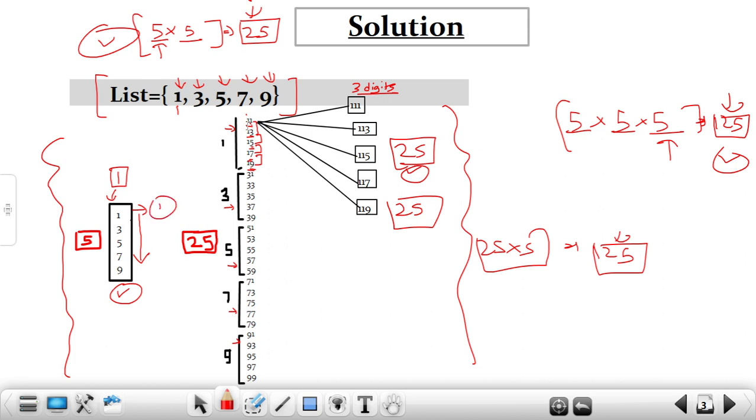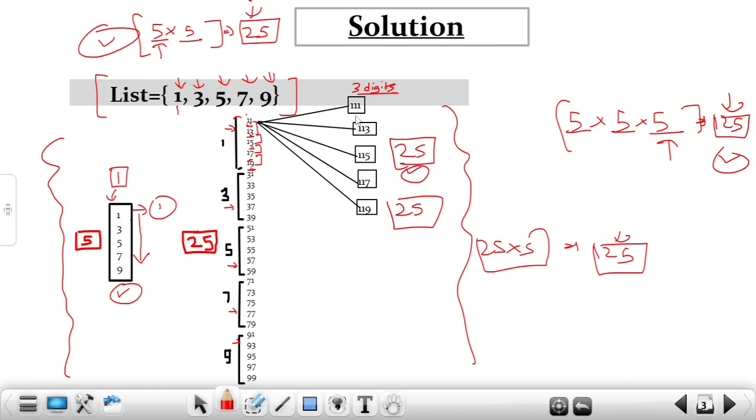And for the second last digit, you can see that the changing interval is 5 here. How? I have 1 repeated 5 times, here I have 3 repeated 5 times, here I have 5 repeated 5 times, here I have 7 repeated 5 times. Similarly, for this 9. Now, what about 3 digit numbers?